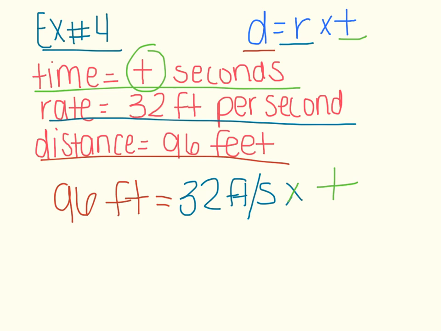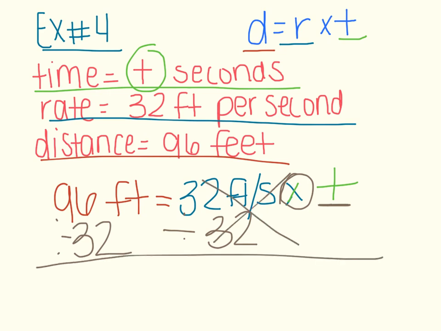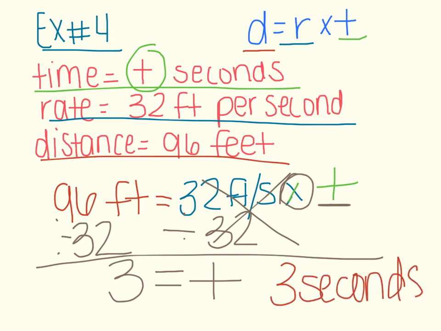Now we have to get T by itself over here. So we have to do the inverse, the opposite, which is division. So we're dividing by 32. This crosses itself out, so we're just left with T on that side. And then 96 divided by 32 equals 3. So the answer becomes 3 seconds. And I got my seconds up here by my missing variable.